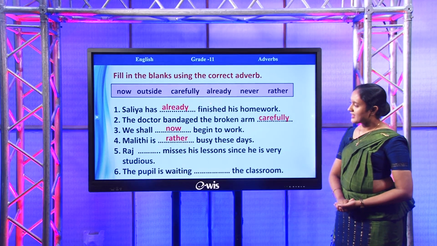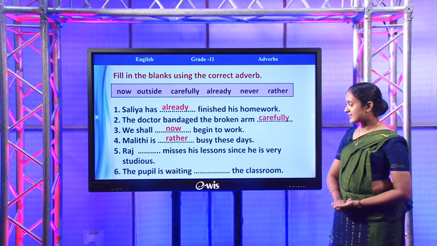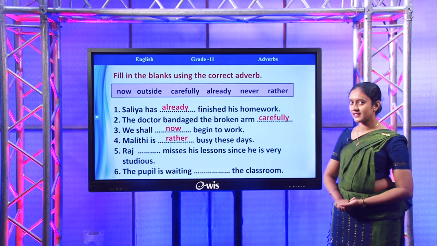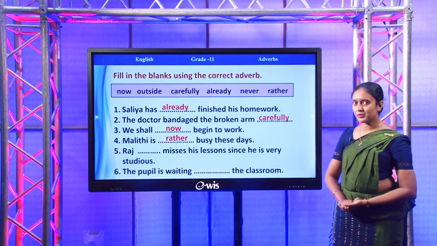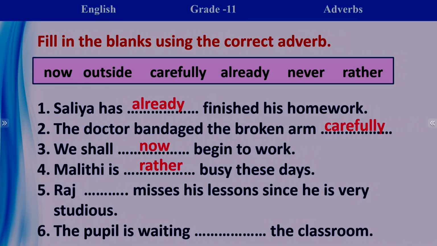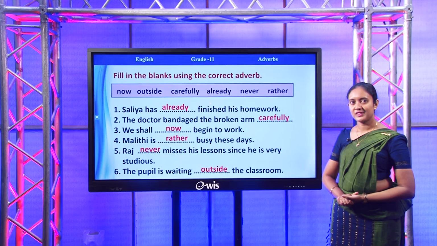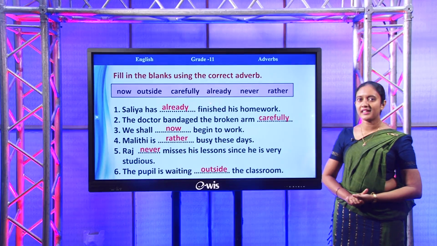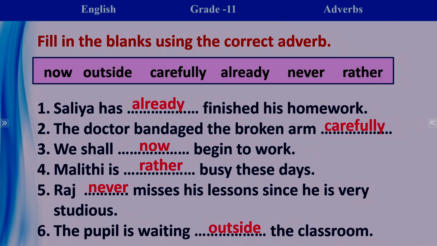Number 5. Raj misses his lessons since he is very studious. So, what is the most appropriate adverb here? Yes, it is never. Raj never misses his lessons. The last one. The pupil is waiting the classroom. So, where is the pupil waiting? Yes, he is waiting outside the classroom. So, these are the most appropriate adverbs for this question.